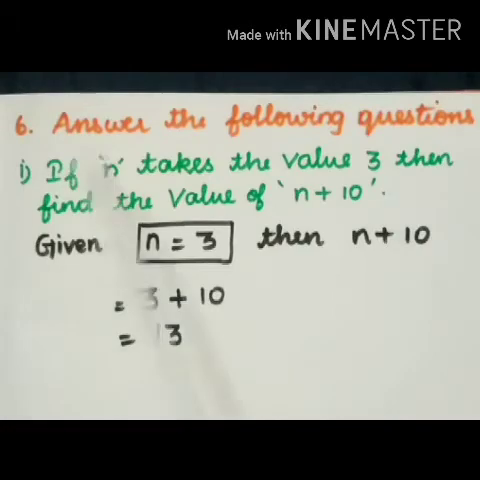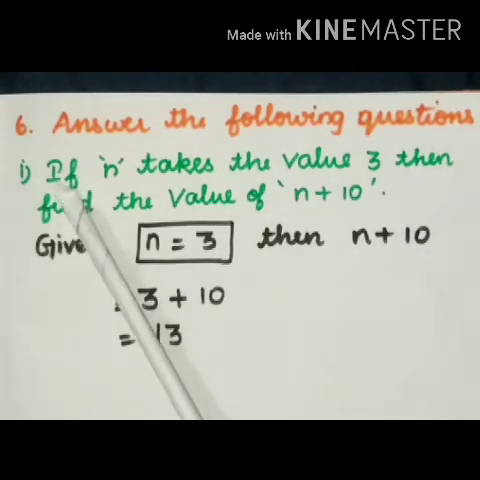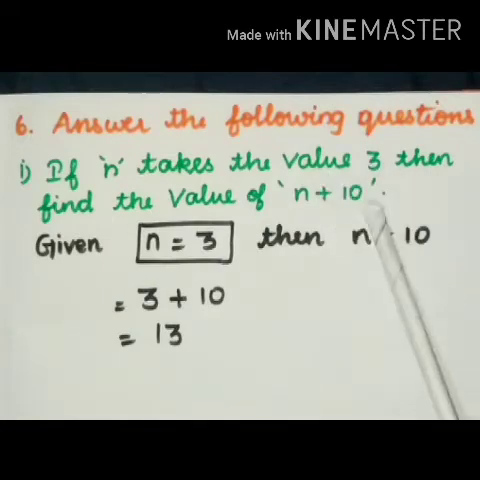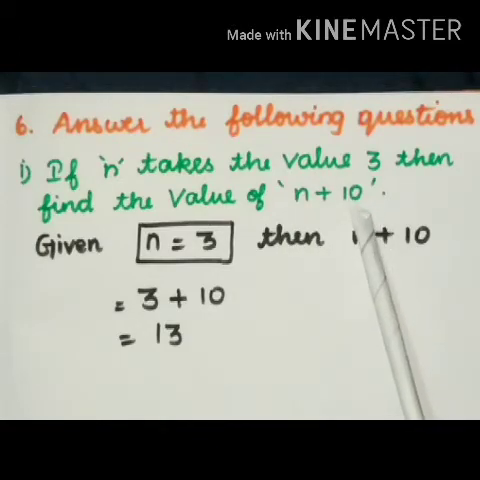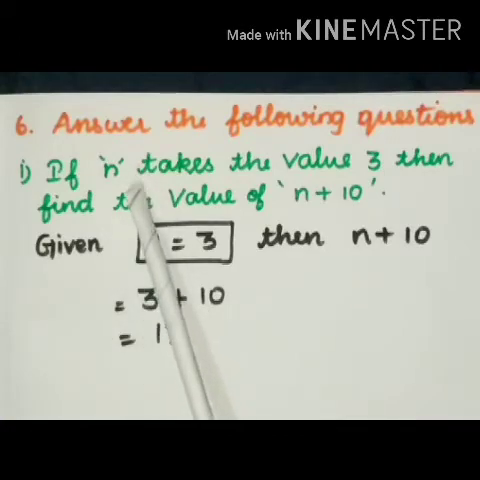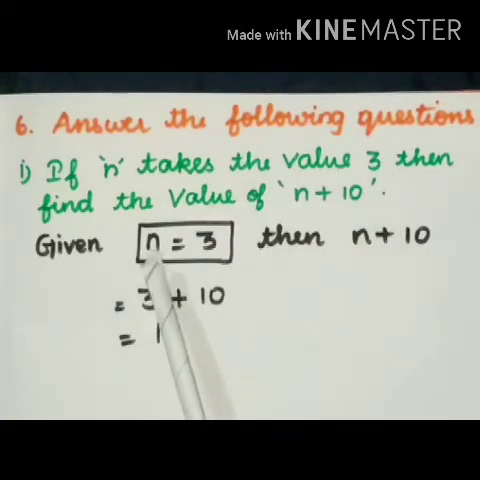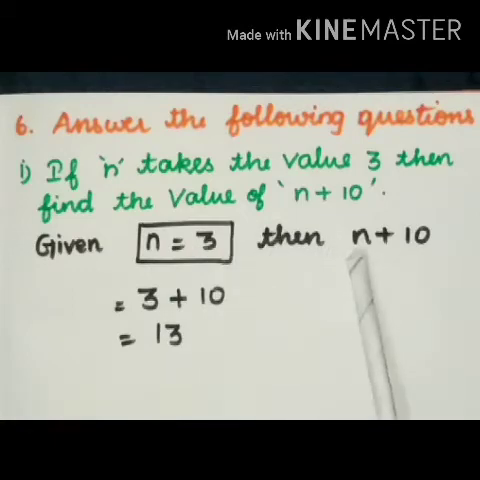Sixth one, answer the following questions. First one, if n takes the value 3, then find the value of n plus 10. Here n is a variable, 10 is a constant value. The given question says n takes the value 3, which means n equals 3. Then you have to find the value of n plus 10. N equals 3. You have to substitute n equal to 3. Then you will get 3 plus 10. 3 plus 10 is 13. Your answer is 13.